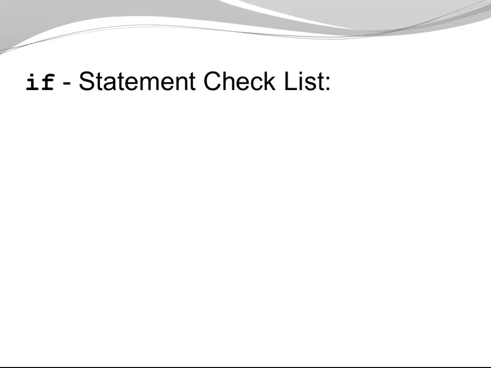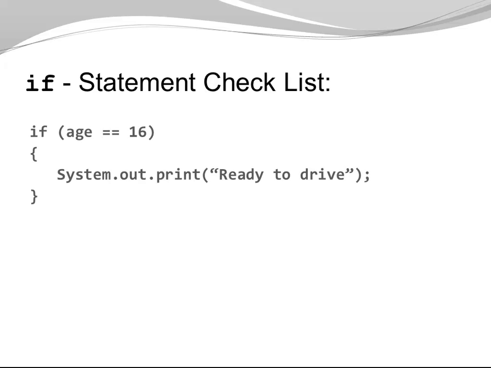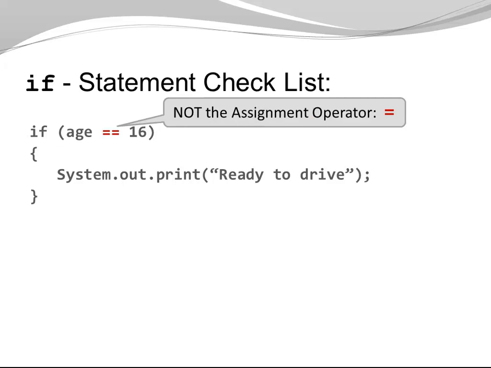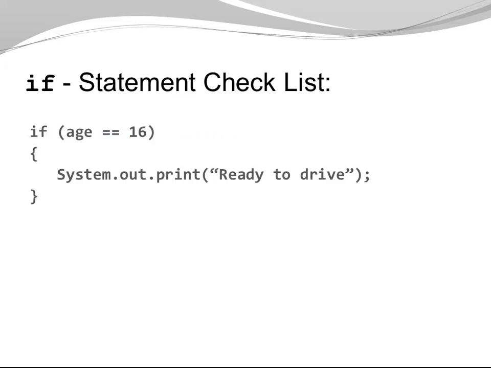The last thing I want to show you is a checklist that can be helpful when the syntax for if statements is still new. Let's start with an example. If age is 16, print ready to drive. I want to point out the equality operator consists of 2 characters. It looks like equals equals. It must not be confused with the assignment operator. Now that being said, let's go to the checklist.